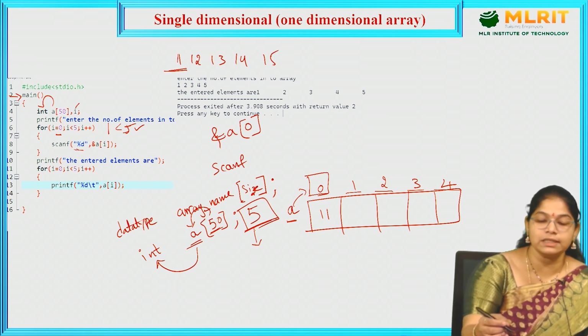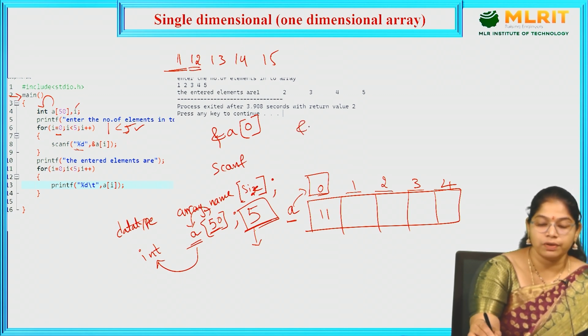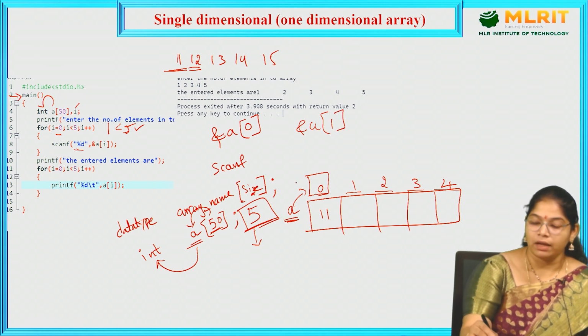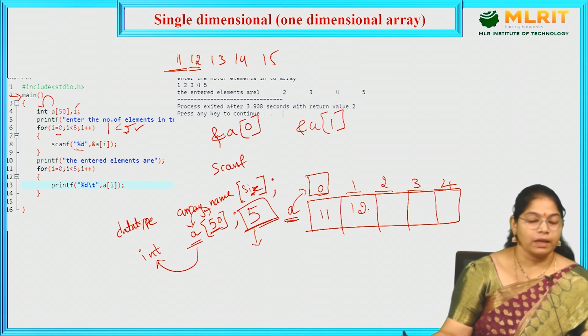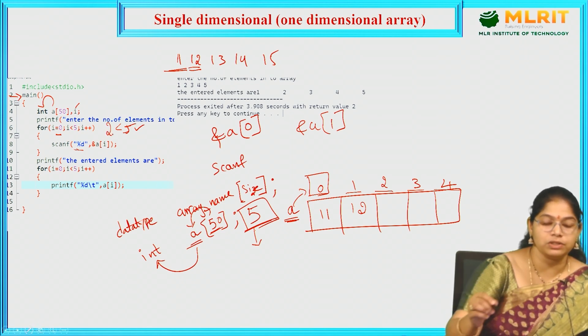Then the next data item or the next element, that is 12, it has to be stored where? In address of a[i], where i is 1. Here we have a[1]. So here we are storing 12. Again i plus plus, now i becomes 2, 2 less than 5, condition is true.